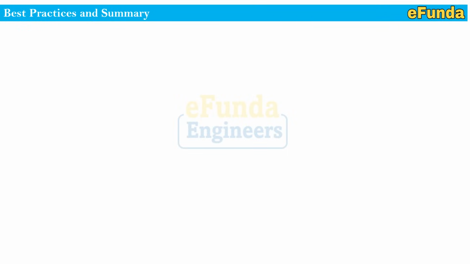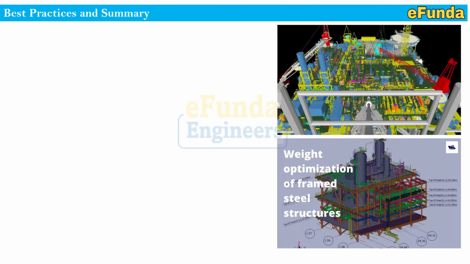Best practices and summary. We'll see the detail. Before that, one can refer to the two pictures where the complete floating assembly or structure is shown, where the weight optimization of a steel frame structure is shown with the different elevations of each deck mentioned. It is better to include INC weight early in the 3D model and GA drawing.